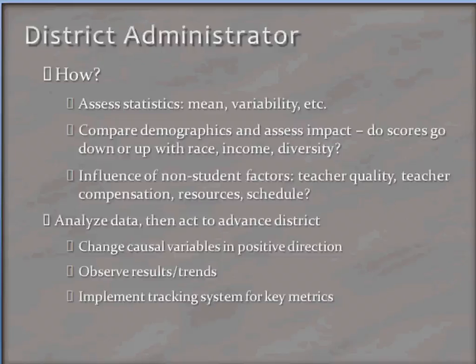Do scores go up and down with race, income, or diversity? And how do non-student factors play a role? Might teacher quality make a difference? What about teacher compensation? How about resources? Do some resources work better in some school systems than others? What makes a difference? How might the schedule of the school year or even school day influence student performance?